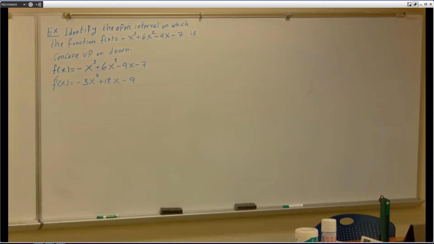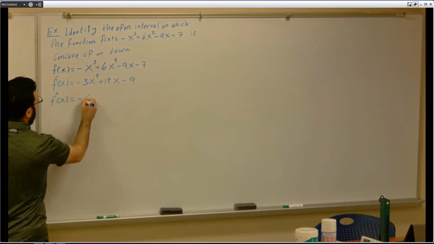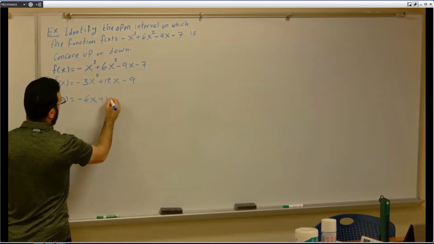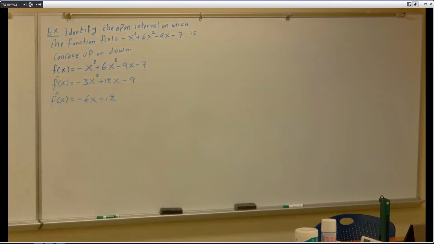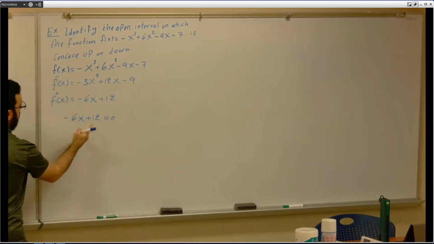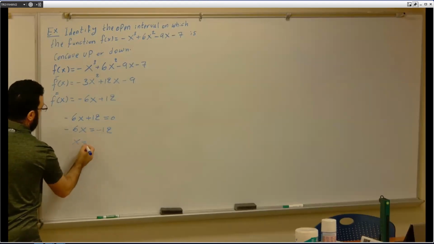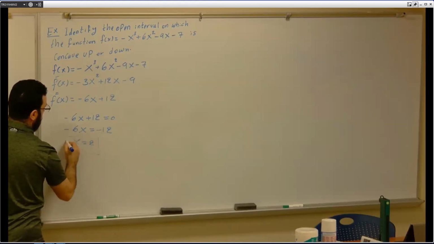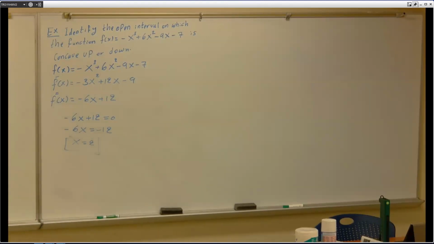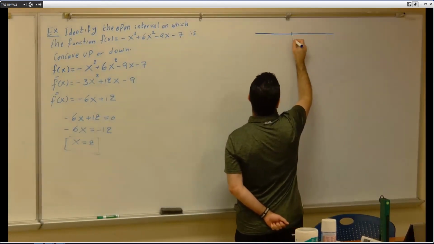What about the second derivative? The second derivative is going to be negative 6x plus 12. So I need to find the critical numbers. I'm going to take the second derivative equal to 0. For this one, it's going to be negative 6x equals negative 12. That means x is going to be 2. So here is the critical number. The critical number is 2.